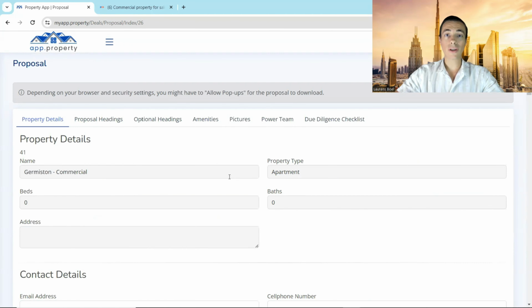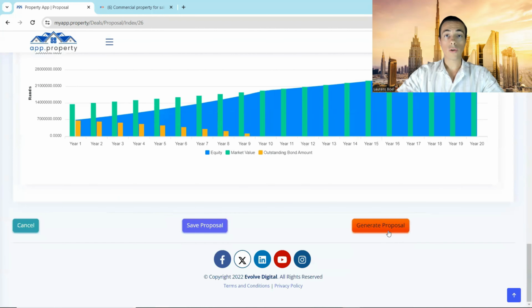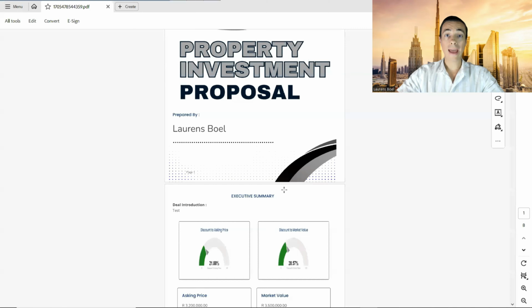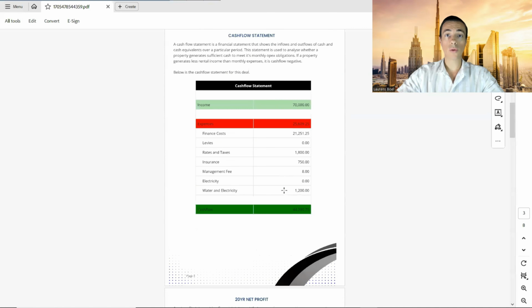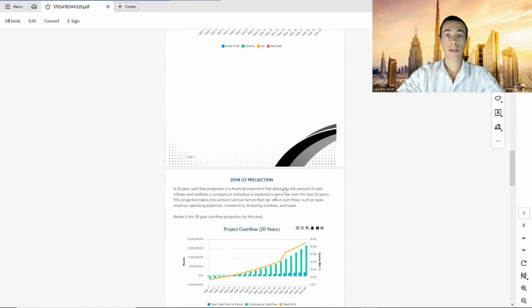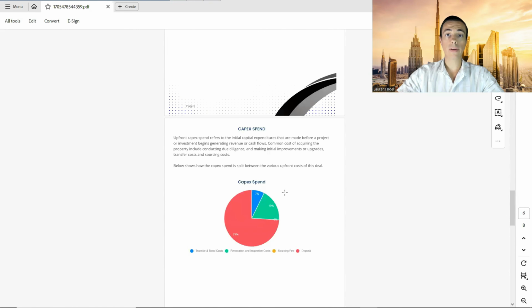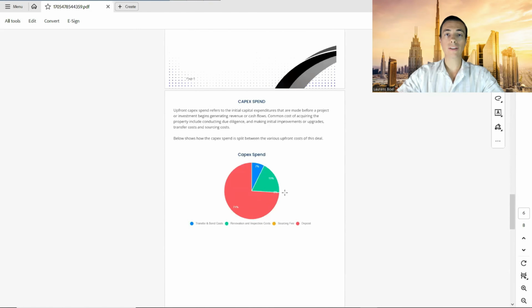The great part is that you can now download a professionally designed proposal in seconds. All you do is click generate proposal and a professionally designed proposal with all the relevant documentation is presented. This is what you can take to a private lender or an institution to raise finance for your next deal.